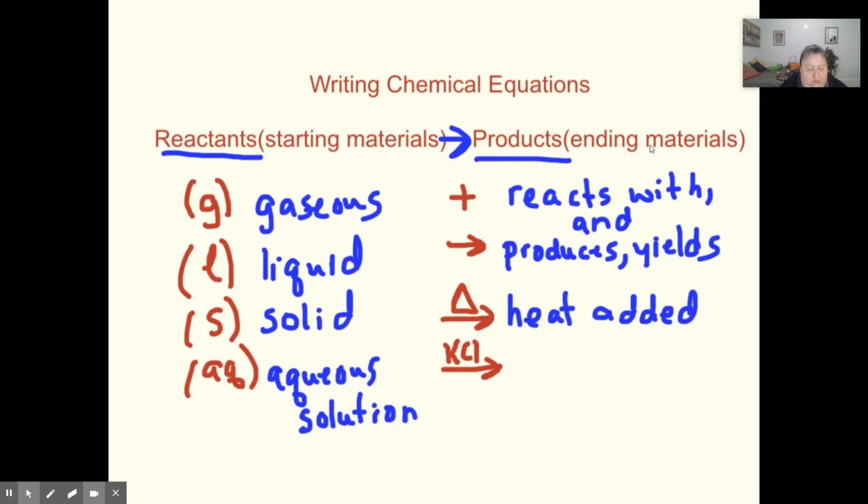And if you see a little chemical formula above the arrow, that means that this thing right here, the KCl, is a catalyst. And a catalyst, what that does, that takes part in the reaction, but it doesn't show up in the reactants or the products. It just helps the product or the reaction go a lot faster. Make sure you know these terms. Make sure you have them written down.